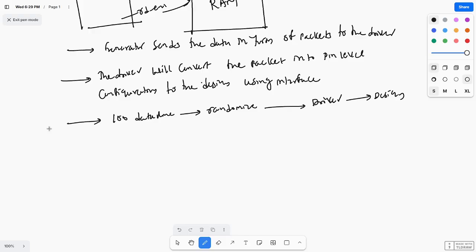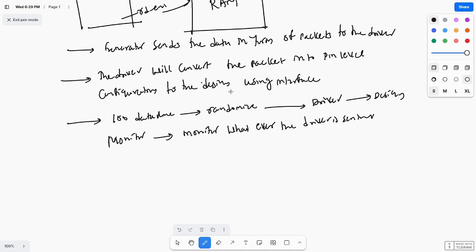The monitor is going to monitor what the driver is sending. What is the purpose of the monitor? The monitor is going to monitor whatever the driver is sending. That is the duty of the monitor. So like this, a monitor will check whatever the driver is sending.